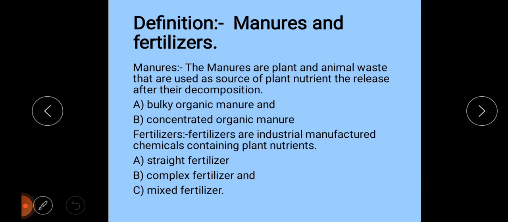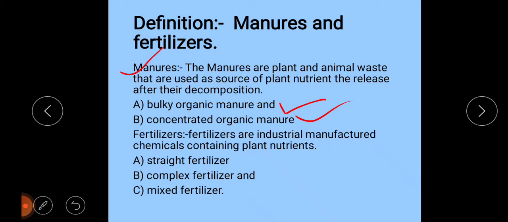So firstly, what is meant by manure and fertilizer, we discuss first. So basically manures are the plant and animal waste material used as a source of plant nutrient, released after their decomposition, that is manure. In manure, there are two different types: bulky organic manure and concentrated organic manure.